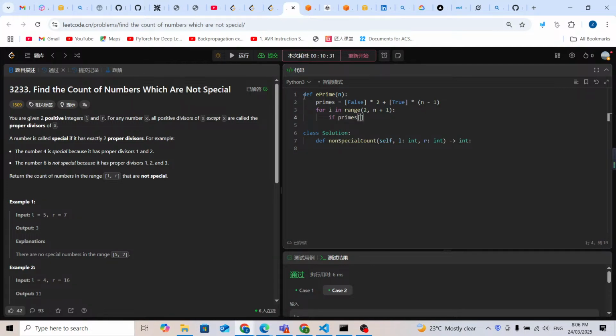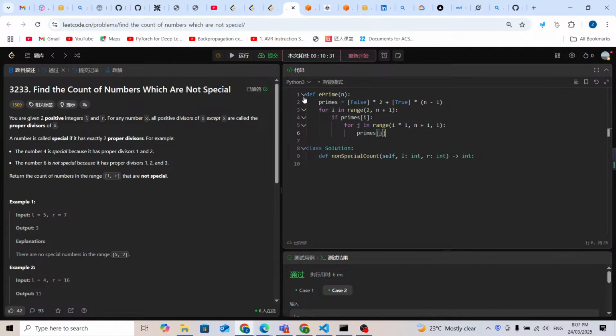If primes[i], we use another loop j in the range i times i to n plus 1 with step i, and set primes[j] to false. Finally, we return the primes array. So this is the definition of this sieve. We get a prime numbers array, and according to the index, we can check whether a number is a prime number or not.